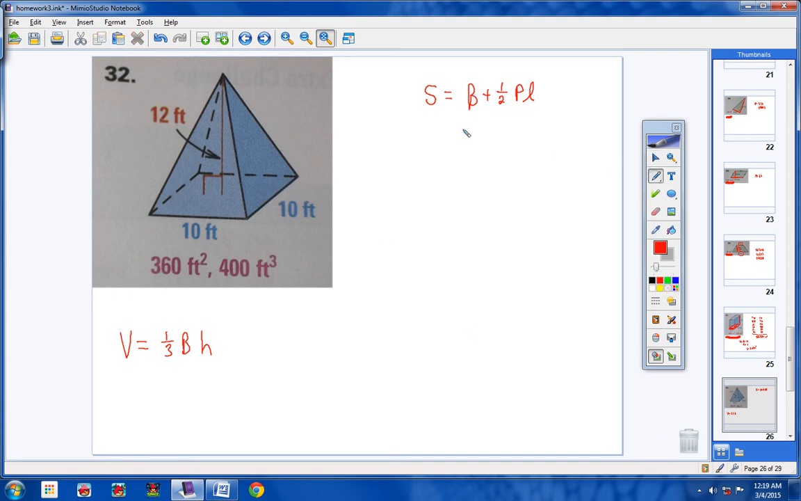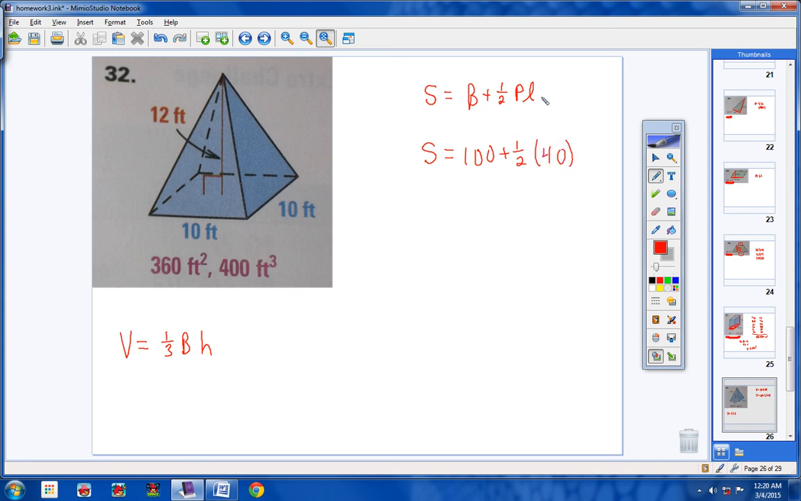So let's fill in what we know, okay? The surface area equals area of base. Well, my base is a square, okay? So the area of the base is 10 times 10, it's 100. So the area of the base is 100 plus 1/2. Now capital P is the perimeter of the base. That means the distance around the base. So I have 10 plus 10 plus 10 plus 10. So the perimeter around the entire base is 40.